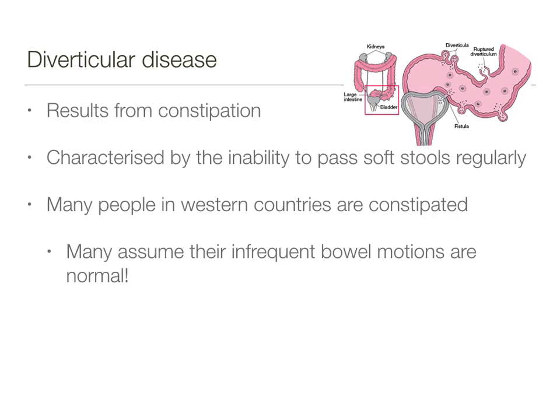We'll now talk about diverticular disease, our final disease of undernutrition. Diverticular disease results from constipation, which is characterised by the inability to pass soft stools regularly. Many people in Western countries are constipated, in fact. However, most assume that their infrequent bowel motions are normal.